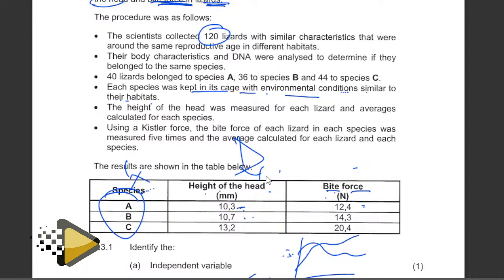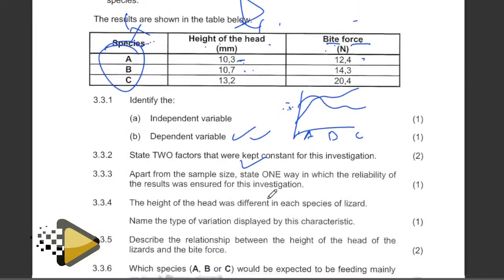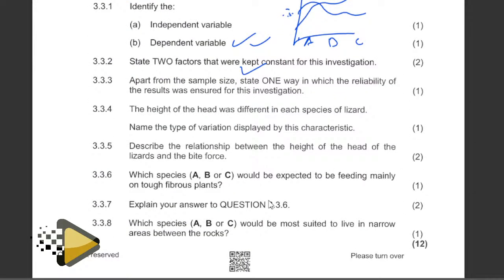So apart from the sample size here, what did they do? Did they repeat the experiment? Yes, they say that the height was measured for each lizard and the average calculated. So they calculated the average height of each lizard. You see, this is also increasing reliability. Then they are saying, name the type of variation which is displayed in this characteristic.